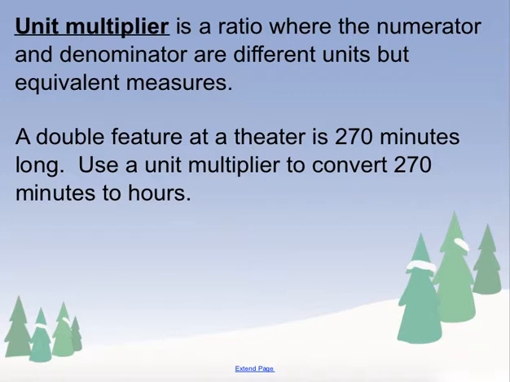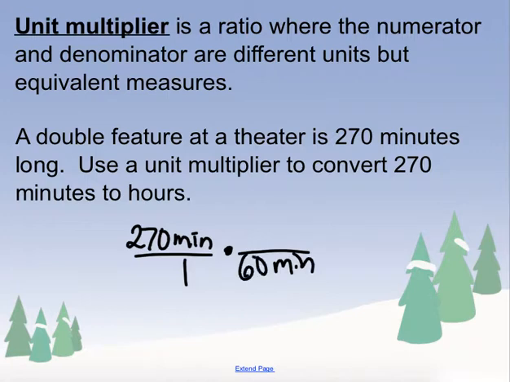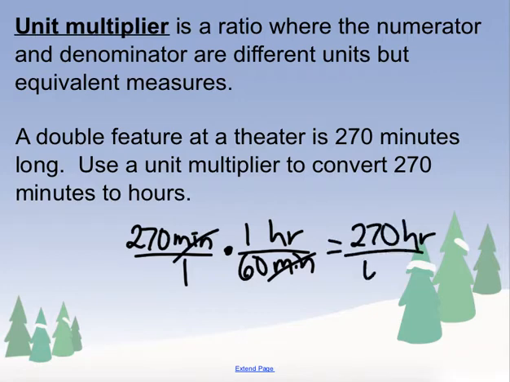Another one. A double feature at a theater is 270 minutes. Convert this into hours. We take our 270 minutes over 1 and multiply by our conversion from minutes to hours, which is 60 minutes to 1 hour. In order to get rid of the minutes, I'm going to put it on the denominator. 60 minutes is the same as 1 hour, so I can multiply by it, get rid of the minutes, and I have 270 hours over 60. So 270 divided by 60, let's see, we get 4.5 hours.